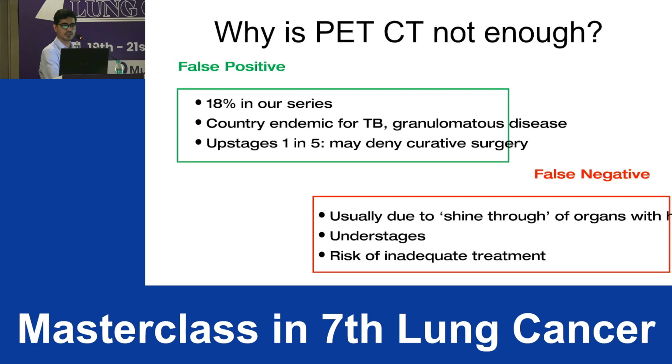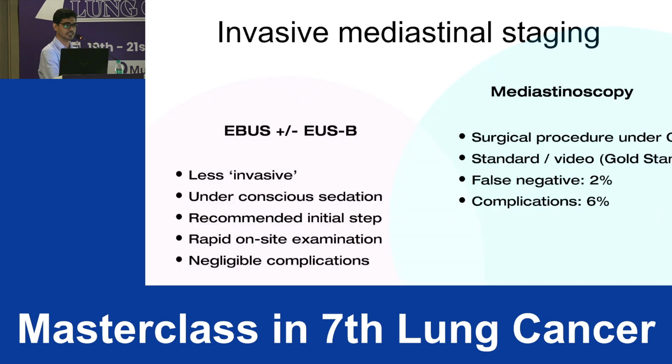Why is PET not good enough? Because the false positive rate is around 18% in our own series, mostly because of infective etiologies and granulomatous disease. That is, 1 out of every 5 patients will be upstaged if we depend only on PET CT. There are some factors which can lead to a false negative rate also, that is the shine-through effect, or a node or primary which is not avid. So PET will not show any significant avidity in such cases.